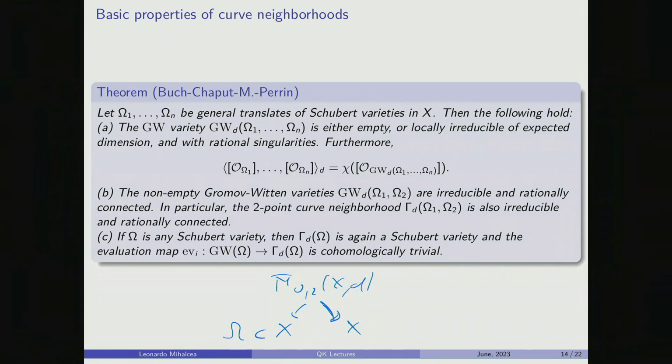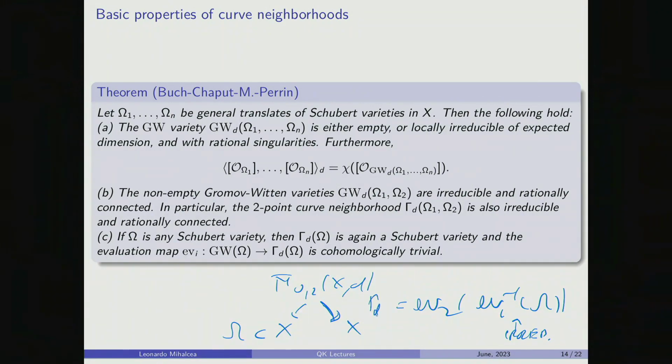So when you push forward that variety here, which is irreducible and stable under G, of course you're going to get something which is irreducible and stable under the Borel. So you're going to get something which is irreducible and stable under some Borel subgroup. So that's the definition of a Schubert variety. A Schubert variety is exactly a variety inside the flag manifold which is irreducible and stable for some Borel subgroup. So this is why this curve neighborhood is always going to be a Schubert variety.